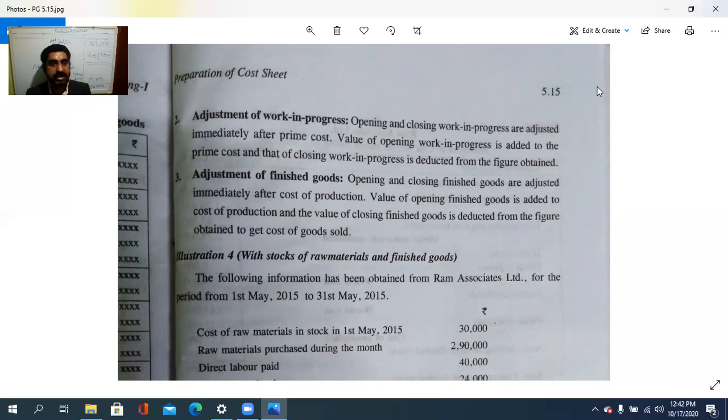So along with the COP, we add the opening finished goods and deduct the closing finished goods.